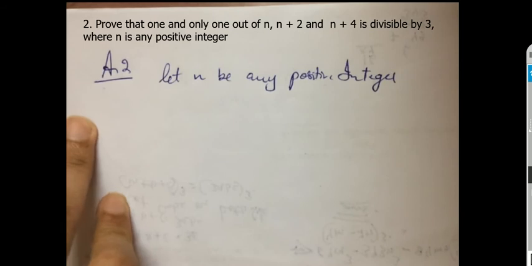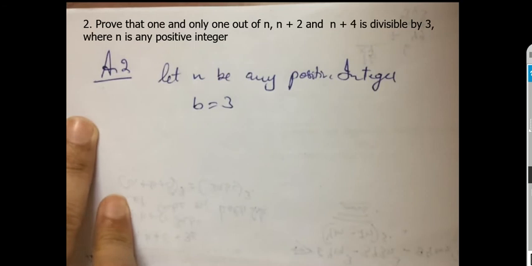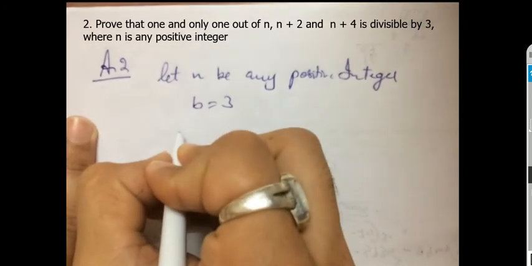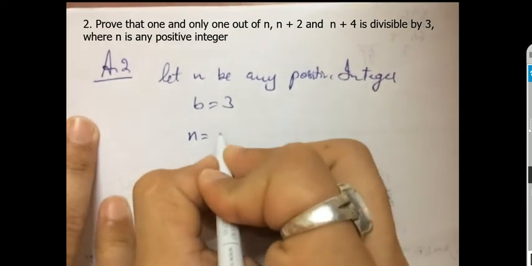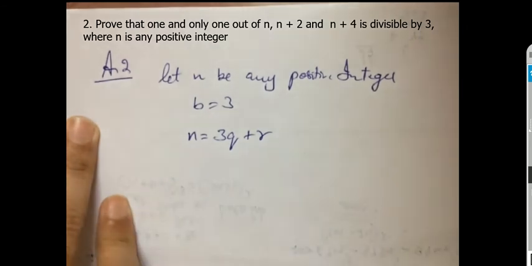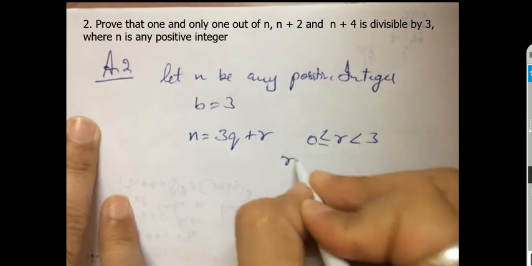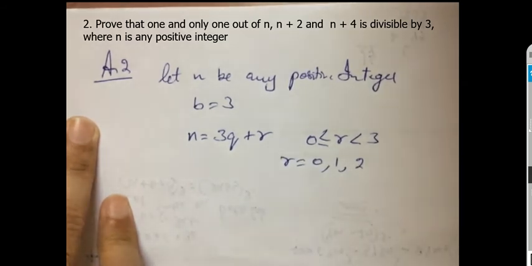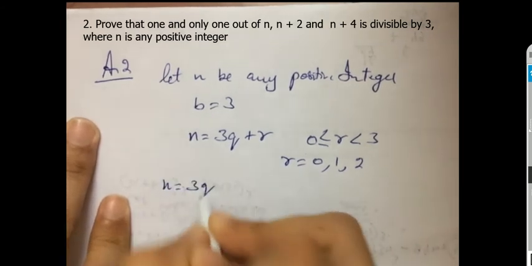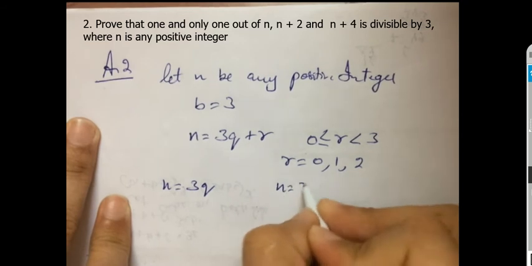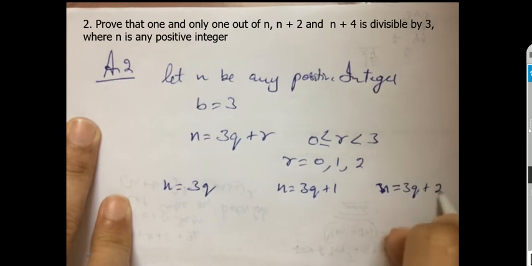n is any positive integer and b equals 3, because we have to show that it is divisible by 3. Then according to Euclid's division algorithm, n equals 3q plus r, where r is greater than or equal to 0 and less than 3. The value of r will be 0, 1, 2. Put the values in each equation. First equation will be n equals 3q. Another will be n equals 3q plus 1. Third will be n equals 3q plus 2.